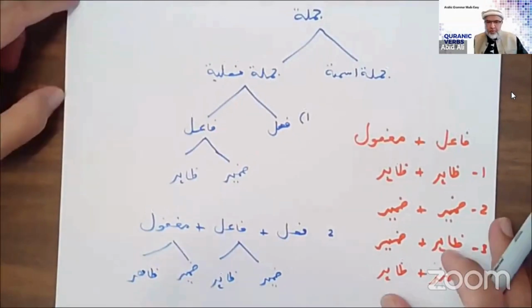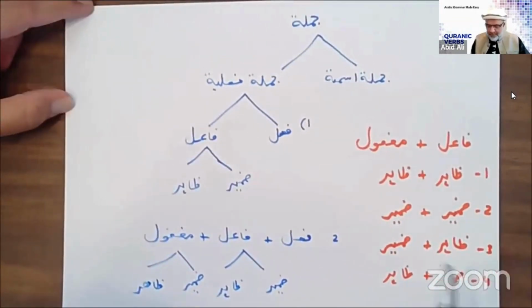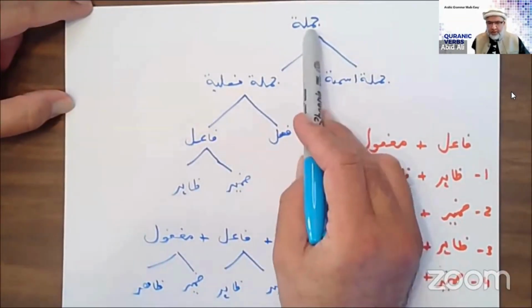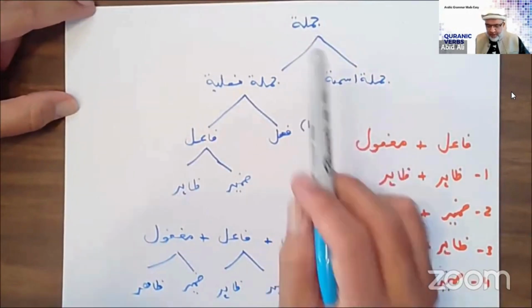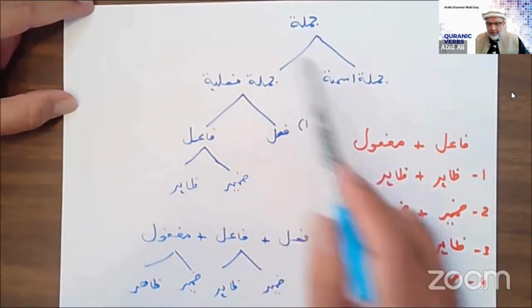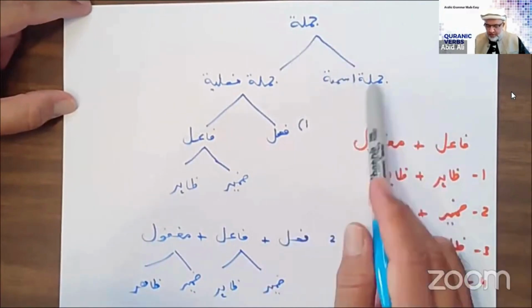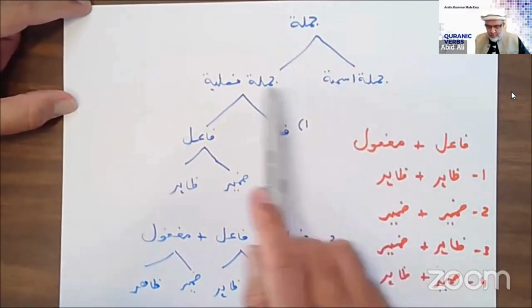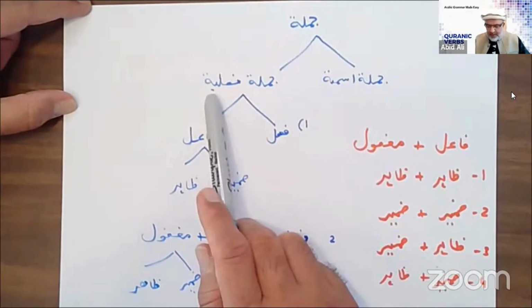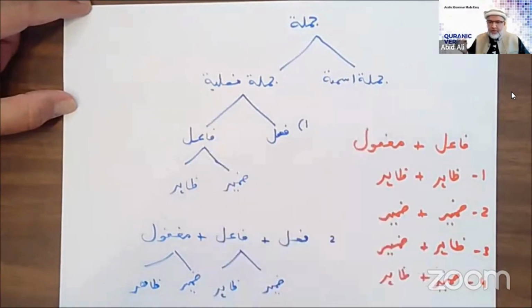And now we look at what we know so far. We are dealing with jumla. And we know that in Arabic, the jumla is of two types: jumlatul ismiya and jumlatul fi'liya. And we have covered jumlatul ismiya in the previous lectures.